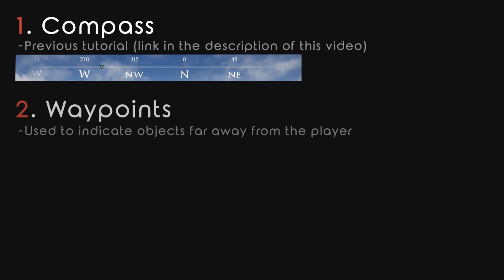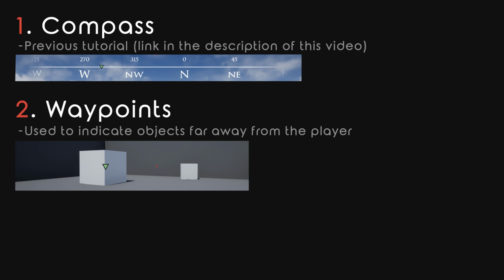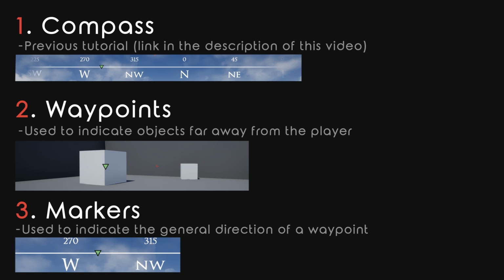The second part is making the on-screen waypoint appear and follow the initial location that was specified. Last but not least, create a widget that overlaps with the compass and displays the general direction of the original waypoint. The hard part here is making it rotate with the compass. Alright, now that we have everything planned, let's hop in Unreal Engine and start creating.